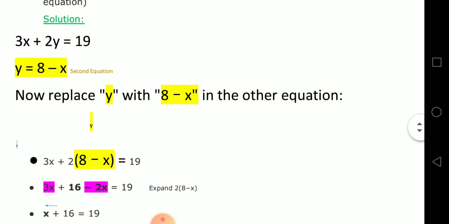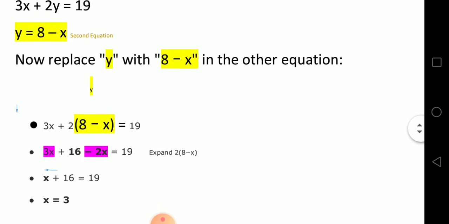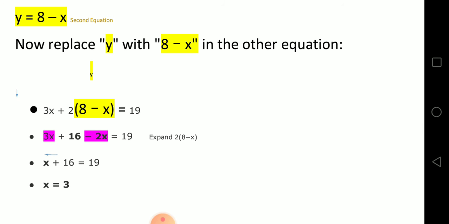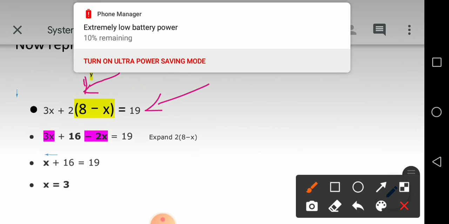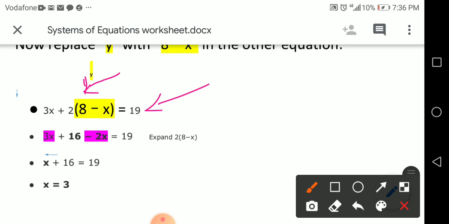Now replace y with 8 minus x in the other equation, which means the first equation. So I rewrite the first equation, which is 3x plus 2y, and instead of y, I write 8 minus x, equals 19. And solve for it: 3x plus 2 times 8, expand. 2 times 8 equals 16. 2 times negative x equals negative 2x, equals 19.